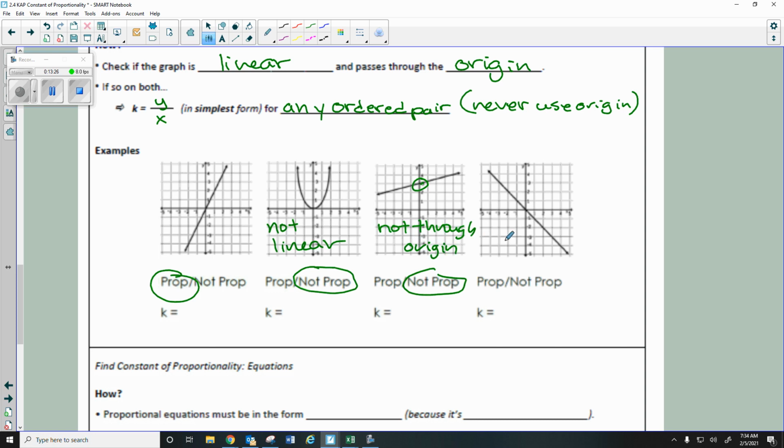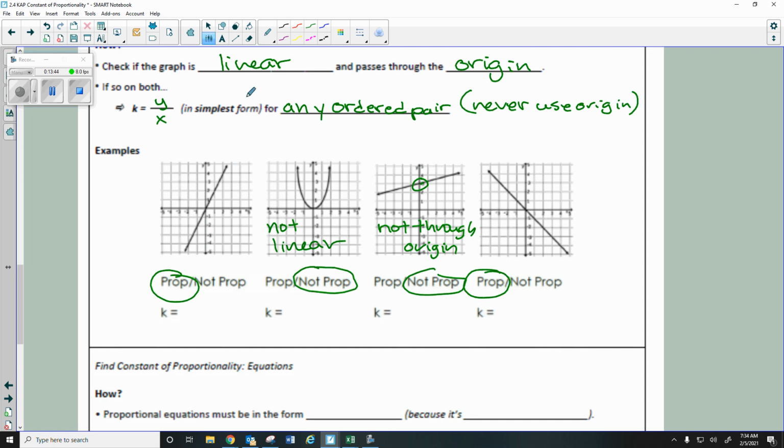Okay. Last one, is it a straight line? Check. Does it go through the origin? Check. It is proportional. Okay. Thinking about my multiplier, oh, do I remember what causes things to go up versus down? Maybe you do, maybe you don't. Let's find out if we can find something.